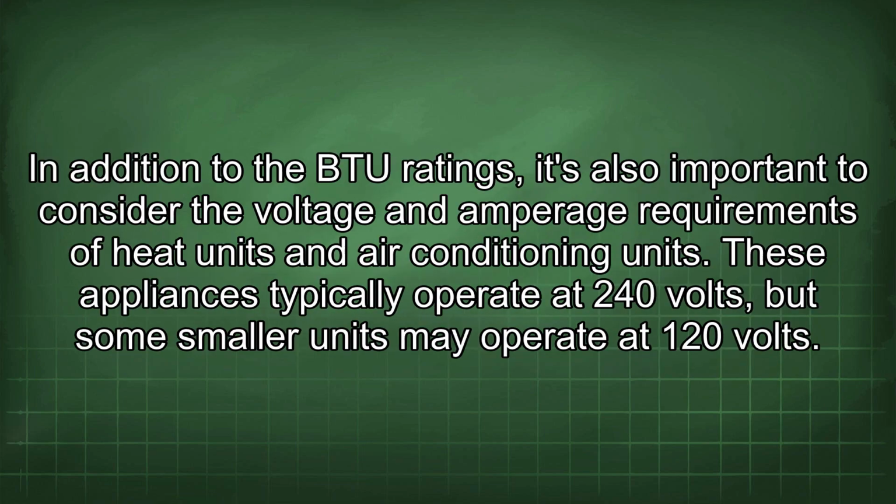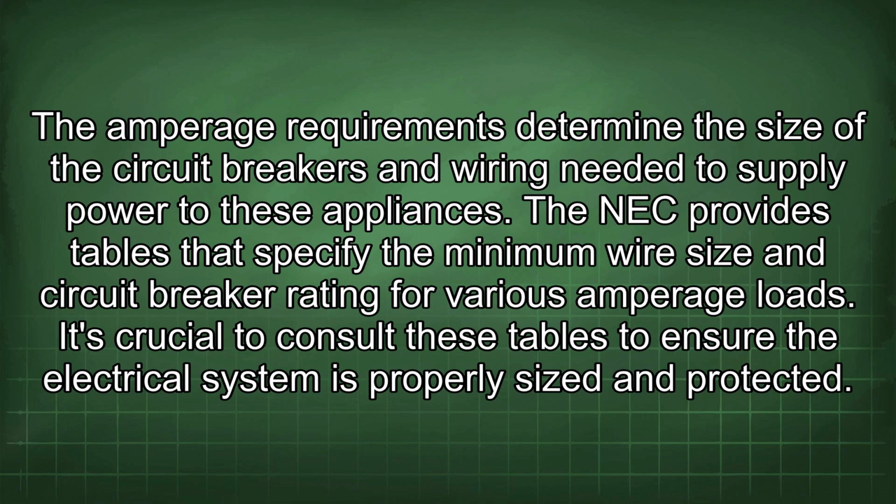This reduces the calculated load based on the assumption that not all heating and cooling equipment will operate at the same time. In addition to the BTU ratings, it's also important to consider the voltage and amperage requirements of heat units and air conditioning units. These appliances typically operate at 240 volts, but some smaller units may operate at 120 volts. The amperage requirements determine the size of the circuit breakers and wiring needed to supply power to these appliances. The NEC provides tables that specify the minimum wire size and circuit breaker rating for various amperage loads. It is crucial to consult these tables to ensure the electrical system is properly sized and protected.